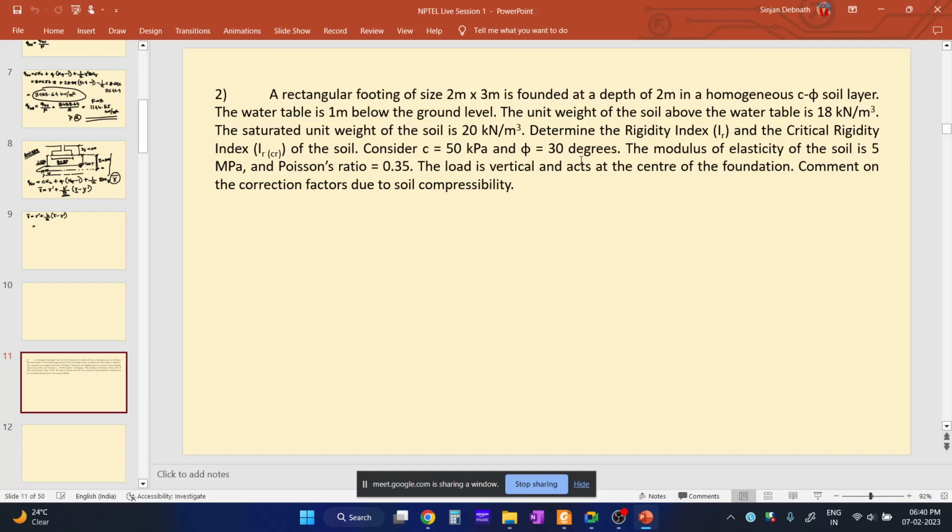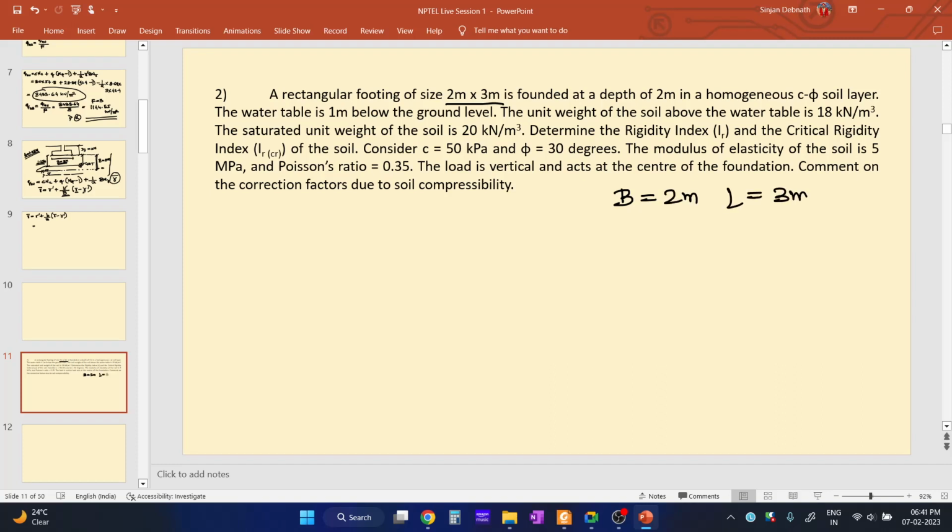Now let us come to the second question. A rectangular footing of size 2 meter by 3 meter is founded at a depth of 2 meter in a homogeneous c-phi soil. The water table is 1 meter below the ground level. So B, the breadth of the foundation, is 2 meter. The length is 3 meter. The depth of the foundation is 2 meter.